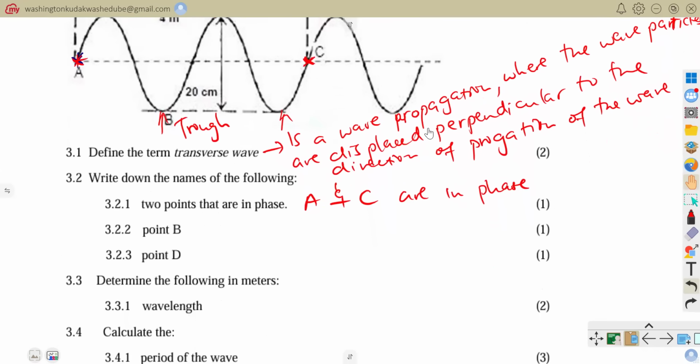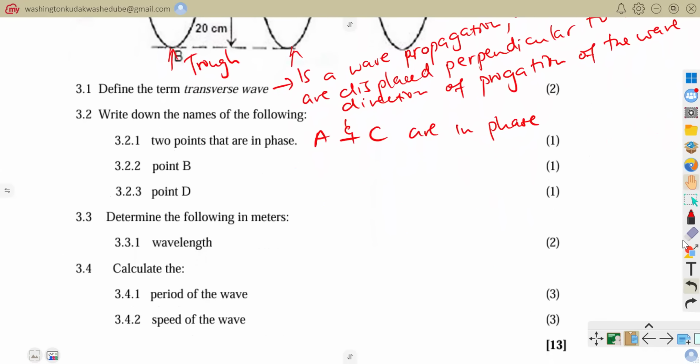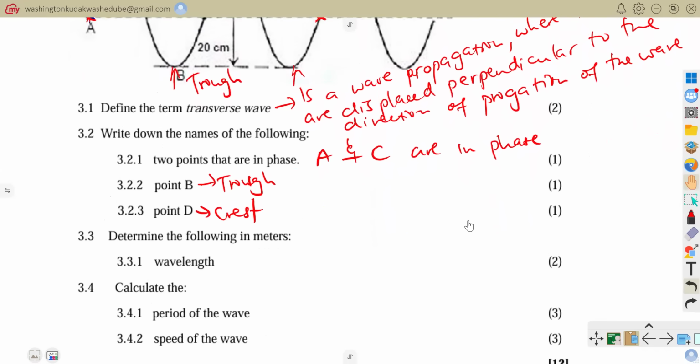So you were just going to come here and write that the lowest point of a wave is a trough, and then the highest point of a wave is a crest. Now they are now saying, let me just bring it like this.